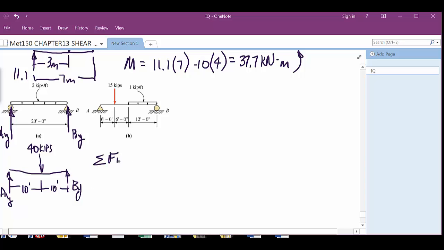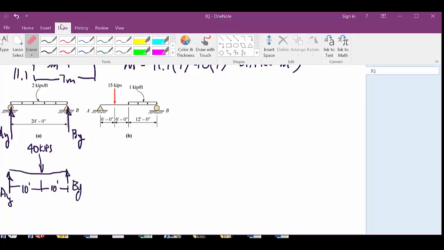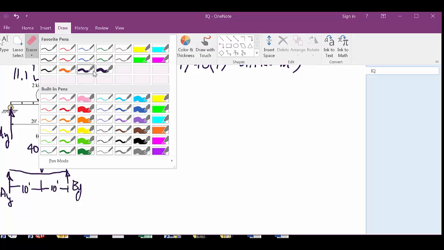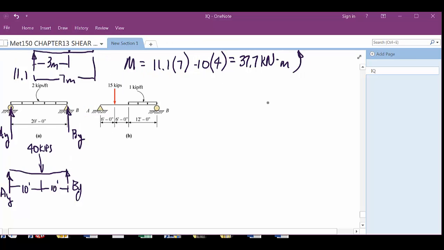Sum of the forces in Y. Do I need to do that? What's going to be the reactions at A and B? So, what are the reactions at A and B going to be? Each one of them is 20, right? It's evenly distributed. So let's just dispense with that.